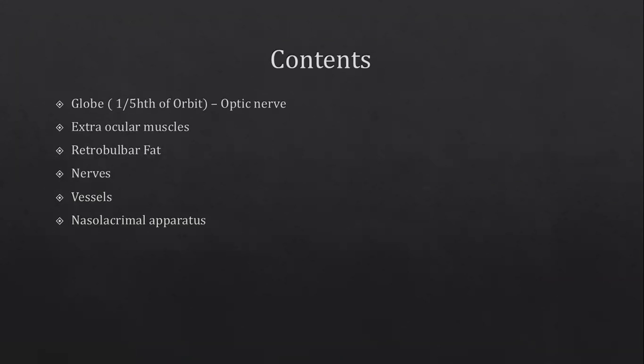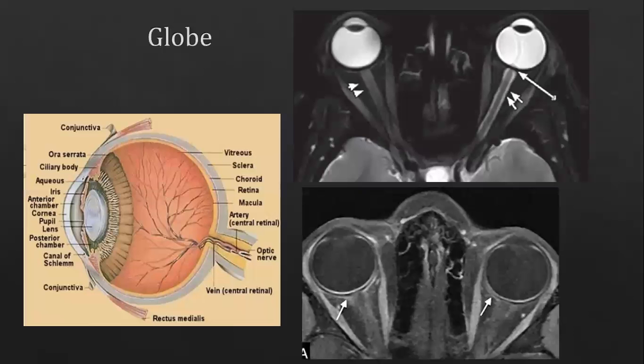Let's move on to the contents of the orbit. So we've got the globe, of course, the extraocular muscles, the retrobulbar fat, the various nerves, vessels, and finally the neurolacrimal apparatus. So let's look at these structures over here. Okay, so we've got a globe.